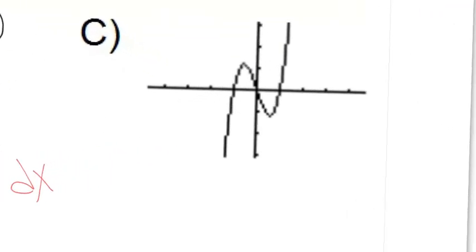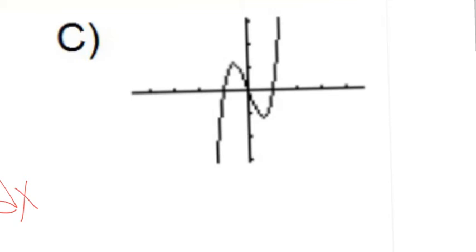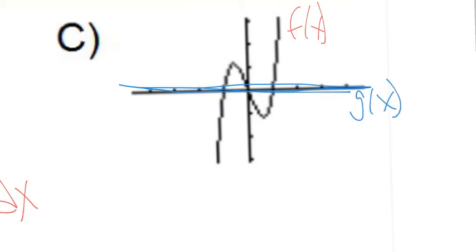Okay, so then for C, we have a cubic. That was f of x. And then it's hard to see, but when y equals 0, that is the x-axis here. That's our g of x. So my intersection points, there's 3 of them now. On the left, we're at -1. In the middle, it's at 0. On the right, it's at 1.